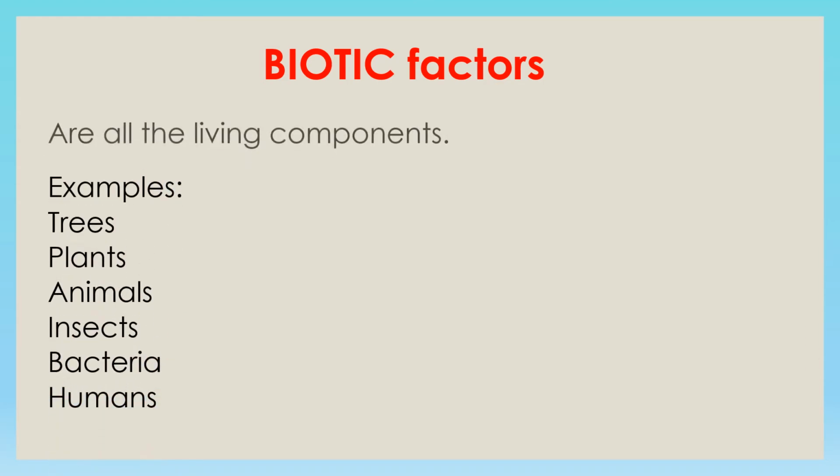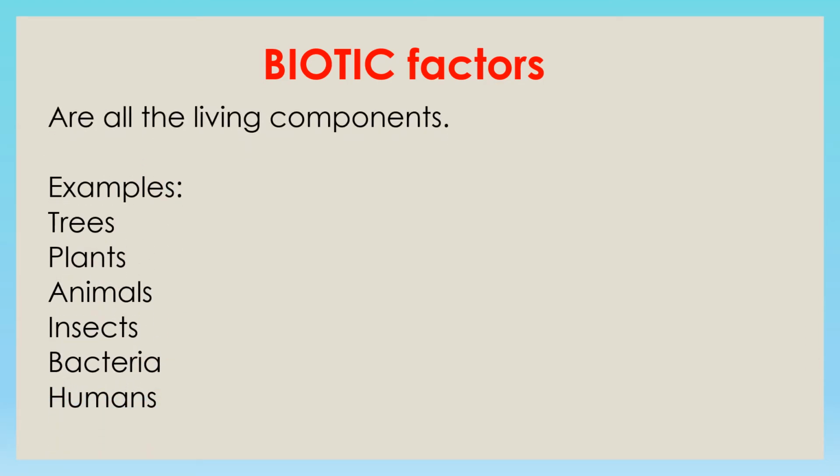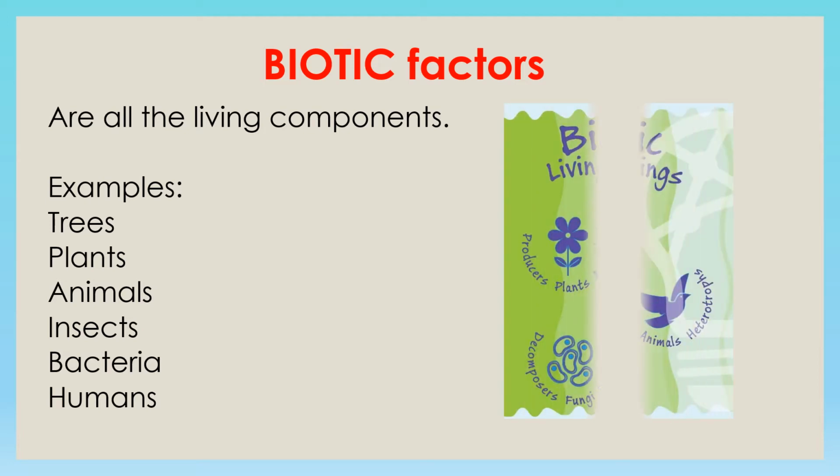The other factor is what we call biotic factors. These are all the living components in an ecosystem. Examples are trees, plants, animals, insects, bacteria, and humans.